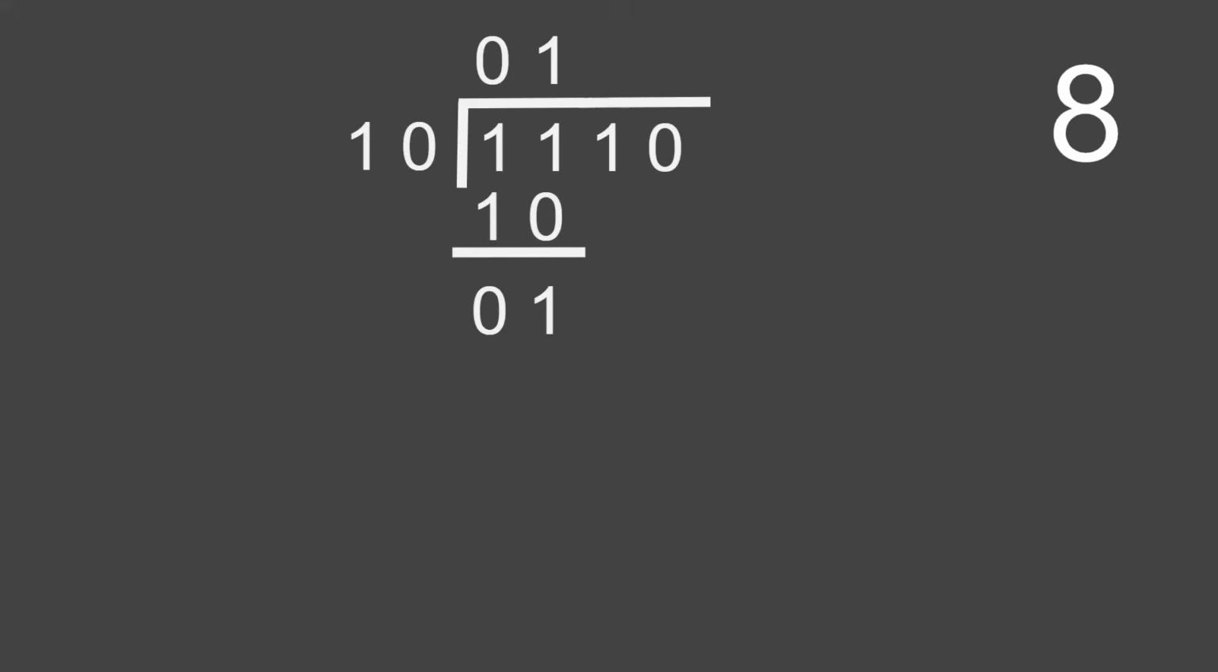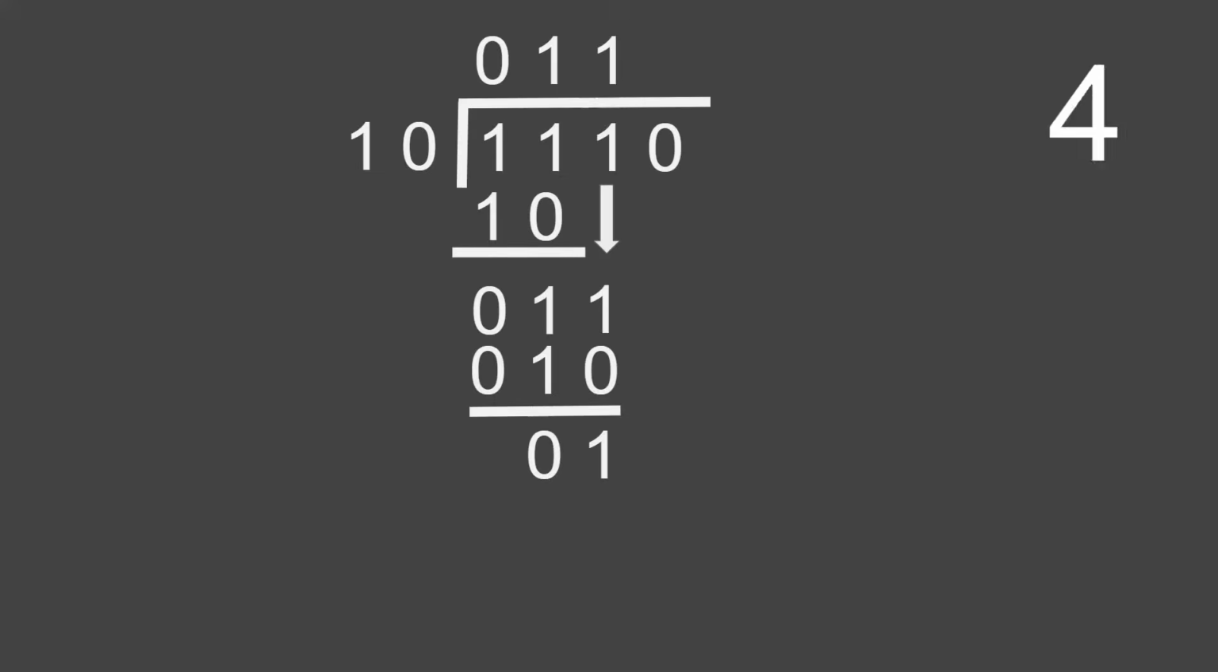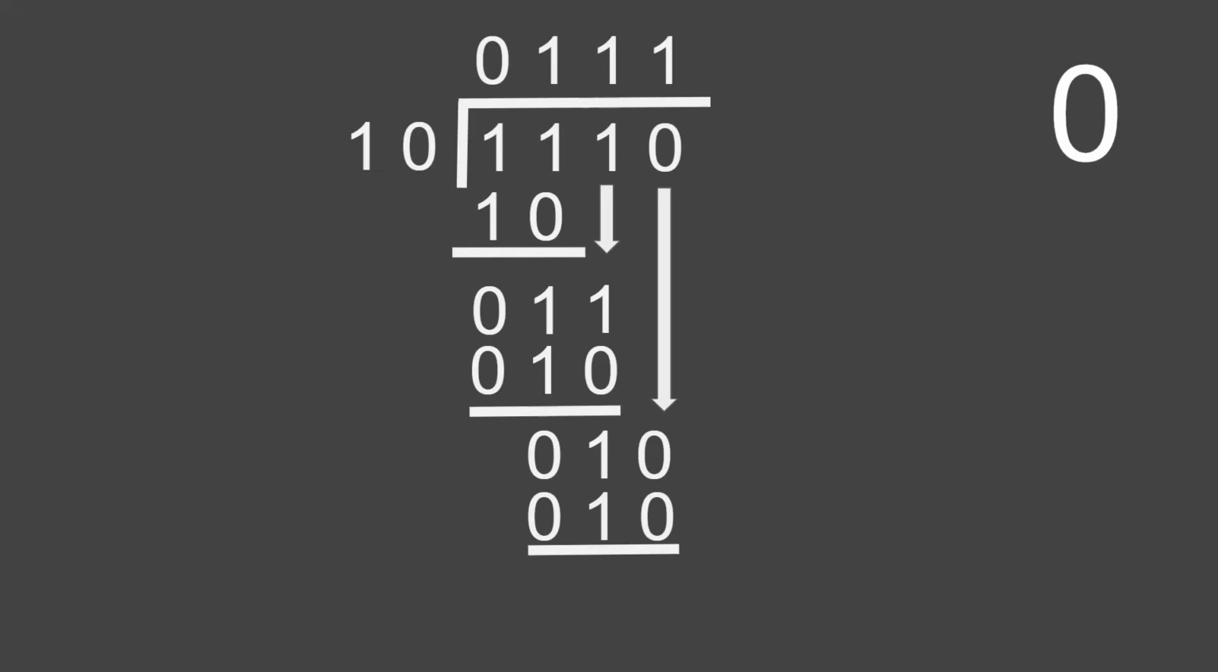We're going to bring down the other one. We see a 3. We put a 1. We subtract 2. Then we get a 1. We bring down the 0. We see a 2. We put a 1. We subtract 2. And we get 0.